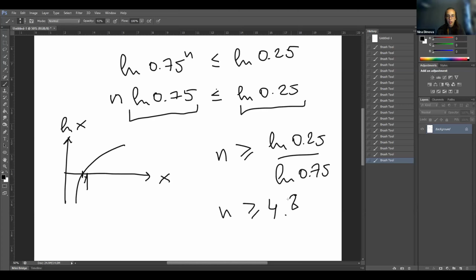And then this gives you that n is larger than or equal to 4.8 something. So the guys who were saying that when you divide, you change the sign because of the sign of the log function, you're right. So I hope this is clear, makes sense.